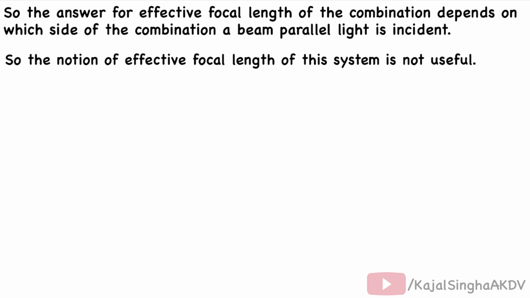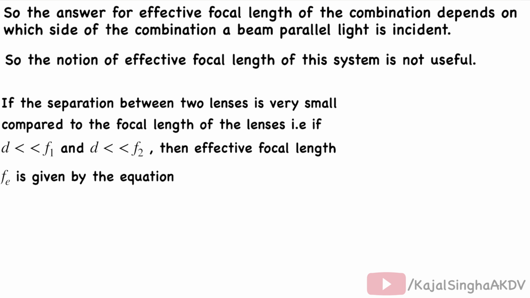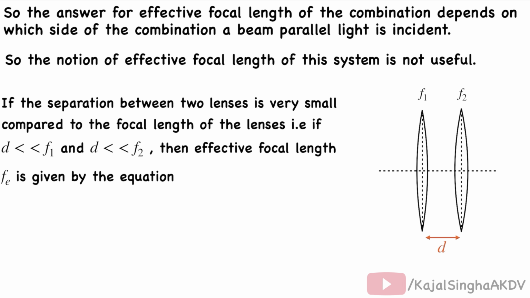If the separation between the two lenses is very small compared to the focal length of the lenses, that is if d is much less than f1 and d is much less than f2, then effective focal length Fe is given by the equation 1 by Fe equals 1 by f1 plus 1 by f2 minus d by f1 into f2.